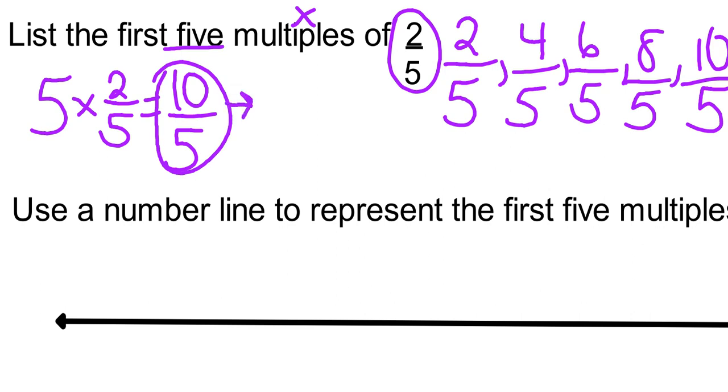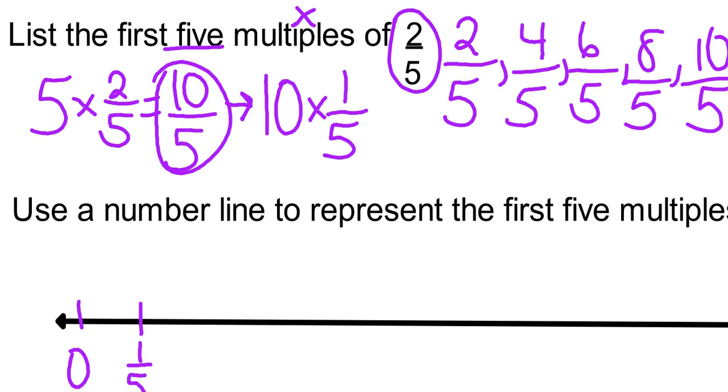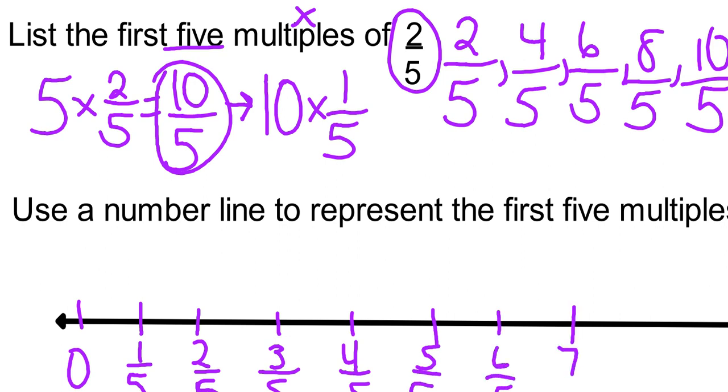But then we have to write this product as a product of a whole number and a unit fraction, which is yesterday's lesson 8.1, which is 10 times 1/5. Okay, so let's take a look at the number line. So I'm going to put my fractions on the number line: 1/5, 2/5, 3/5, 4/5, 5/5, 6/5, 7/5, 8/5, 9/5, 10/5, right?